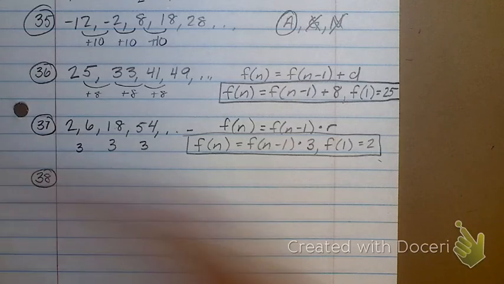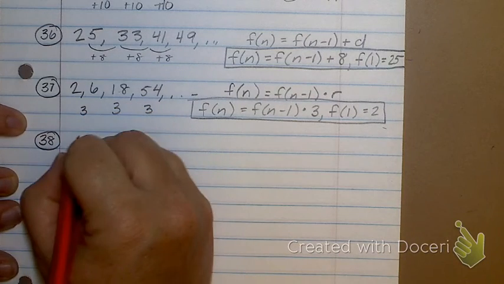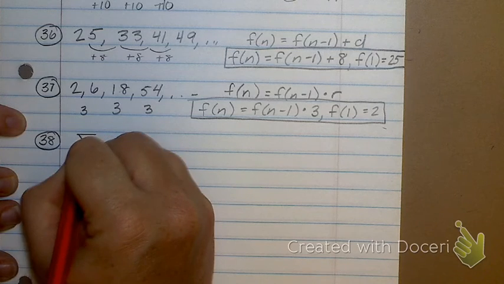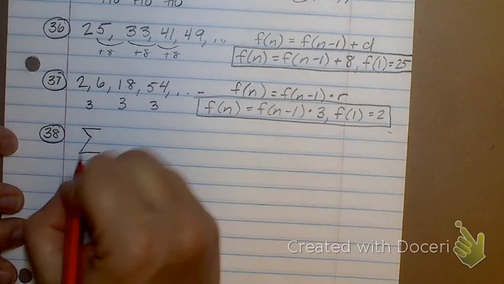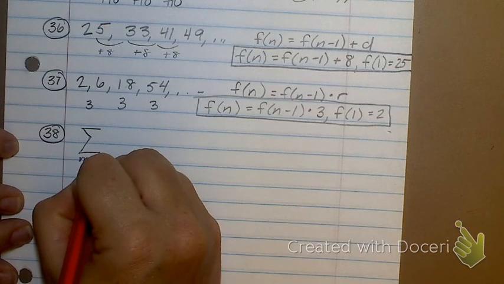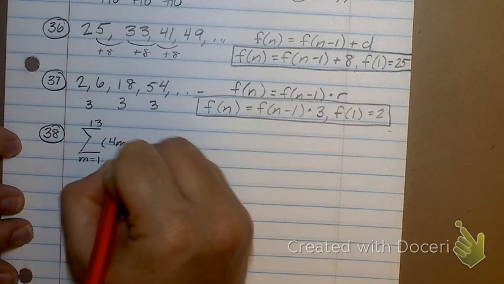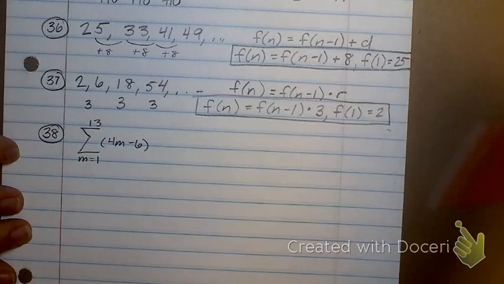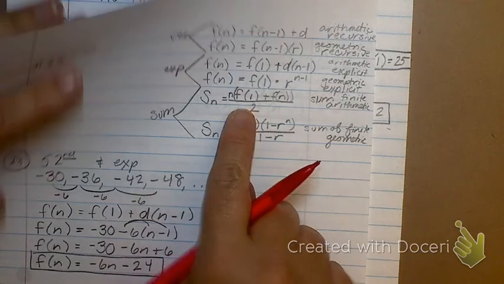38 says, evaluate the arithmetic series described. We have summation notation. We have m equals 1, we have 13 and 4m minus 6. Okay, so we have a sum. It does say in the directions that it's arithmetic. So there's my arithmetic one. That's the formula I'm going to be using.